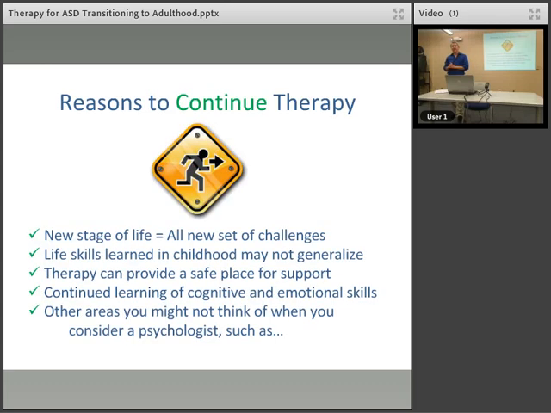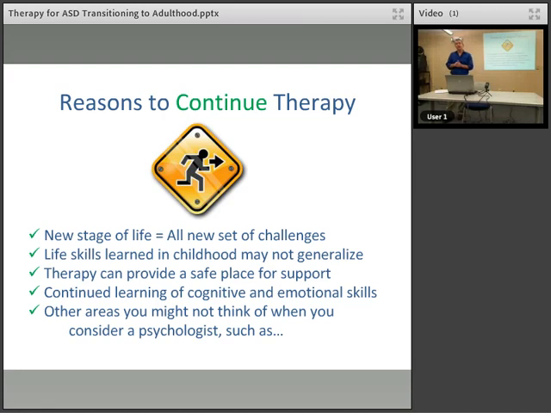There's a lot. Generally speaking, as you're transitioning from adolescence to adulthood, this is a new stage of life, and there's a whole new set of challenges, as we all know from doing this on our own. It's when the demands go up when you hit 18 and you become an adult, and the expectations change very drastically. And so with this all new set of challenges, a lot of times the life skills that have been learned over the course of time are just not going to generalize, because of the circumstances changing. There are new skills that are going to be needed.